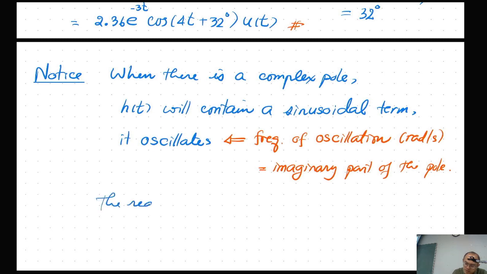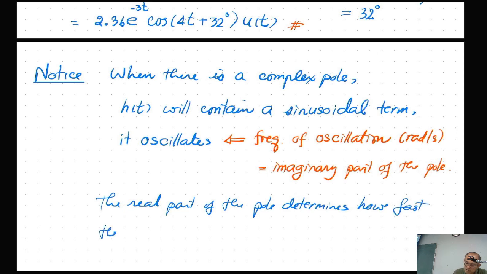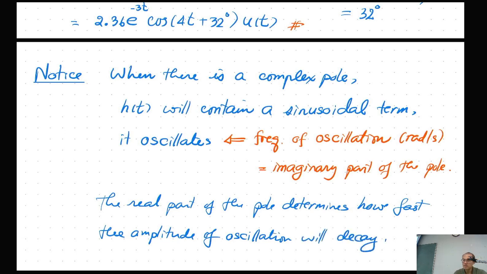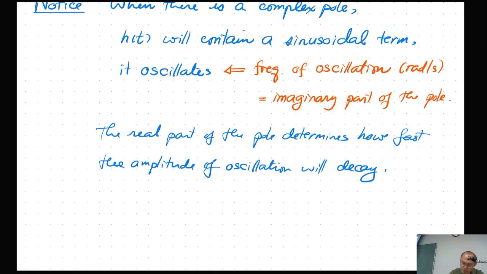The real part of the pole determines how fast the amplitude of oscillation will decay. That's what I mean.